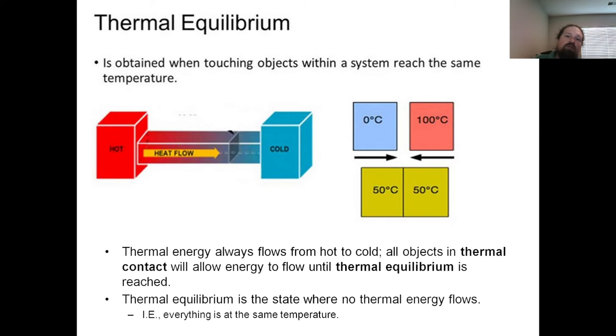Heat always flows from hot to cold, since heat is the presence of thermal energy and cold is the absence of thermal energy. If two things are touching, thermal energy will always flow between them until their temperatures equalize. So if you touch something and you feel any temperature at all, that means that whatever you're touching is at a different temperature than you, and there is a flow of thermal energy until it reaches the same temperature as you.